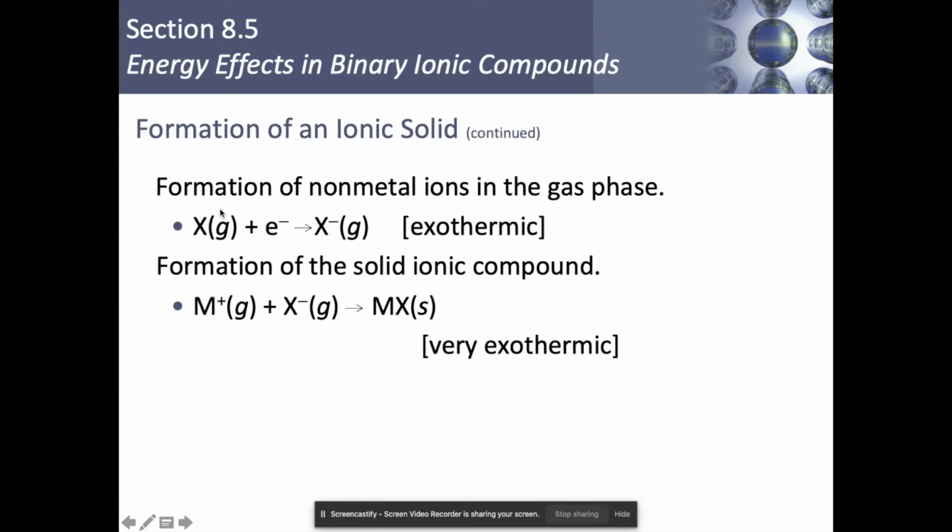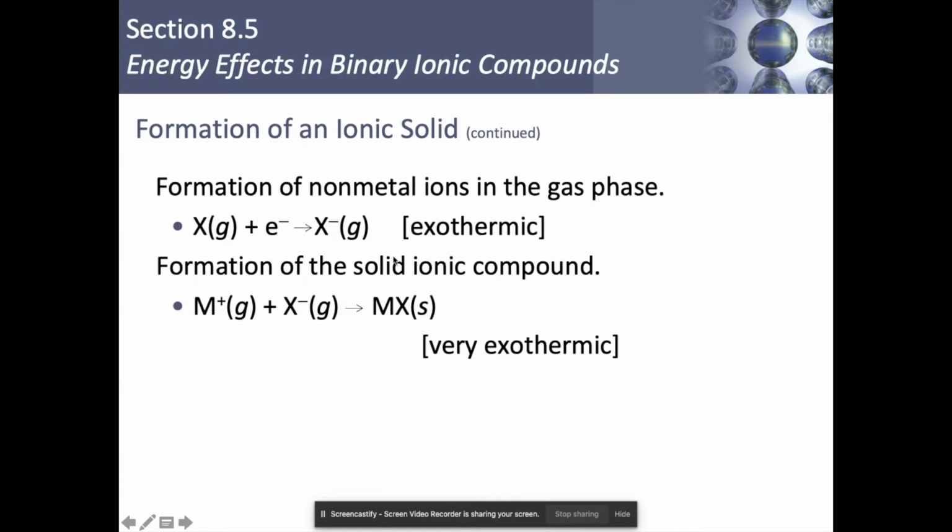So what if instead we are forming non-metal ions in a gaseous phase? So in other words, I have my non-metal here. I'm going to add an electron to it, and that's going to make this negatively charged anion. That is an exothermic process. Simply adding an electron is going to release energy as a result of that when we're talking about nonmetals.